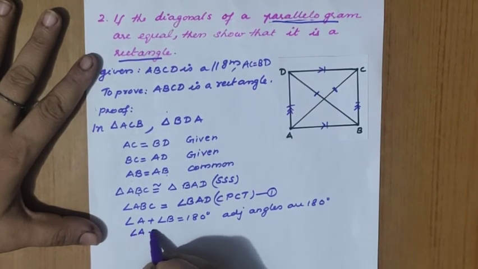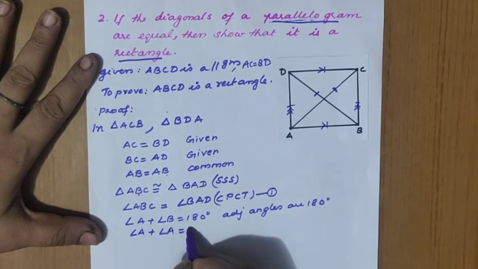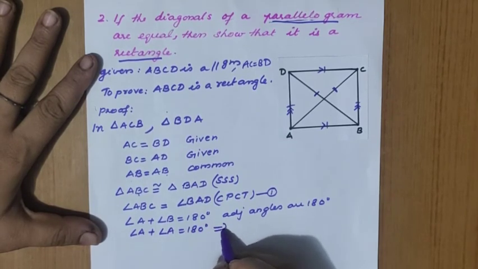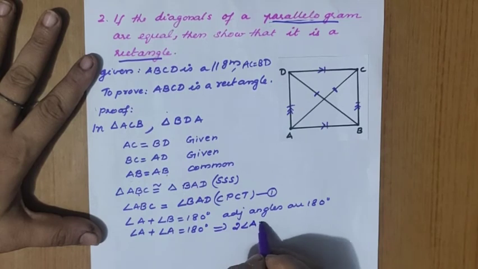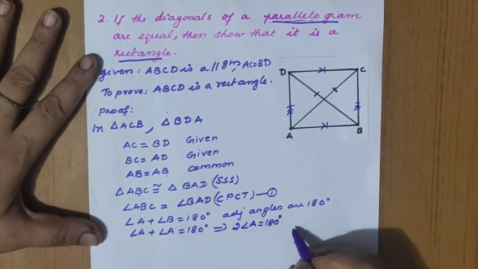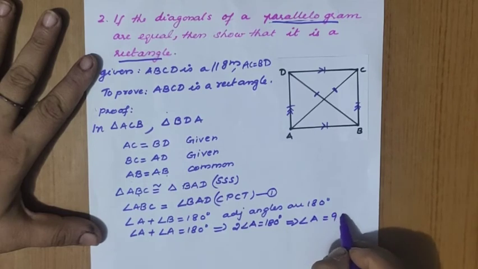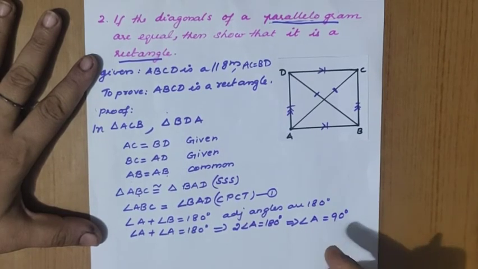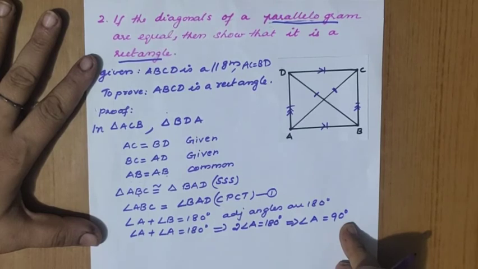So I can write that angle A plus angle A equals 180 degrees. So 2 into angle A equals 180, angle A equals 90. If angle A is 90, then we can say that angle B is also 90 only.